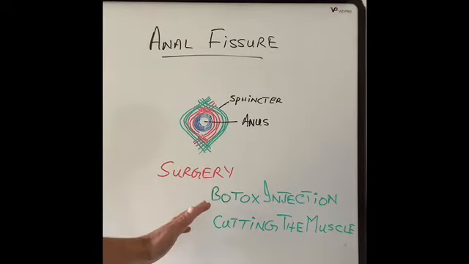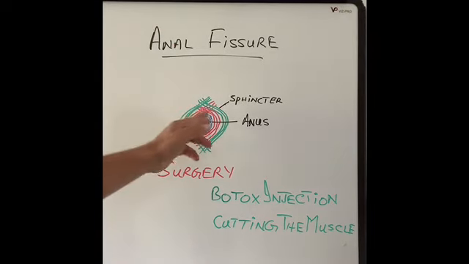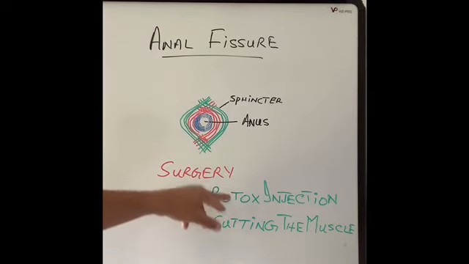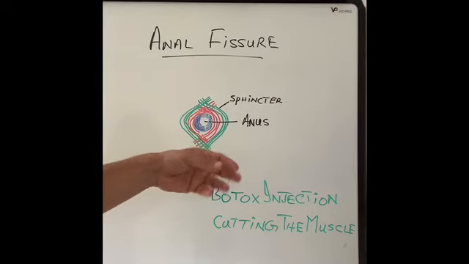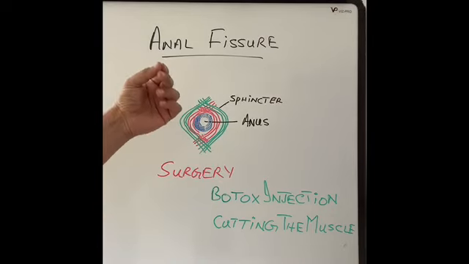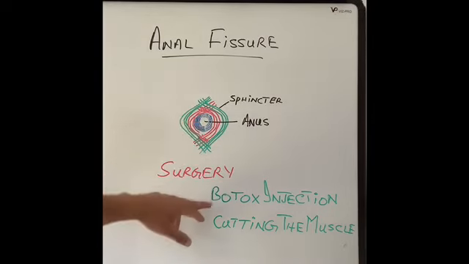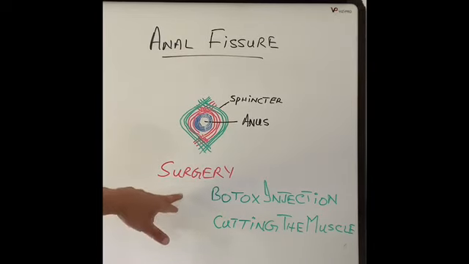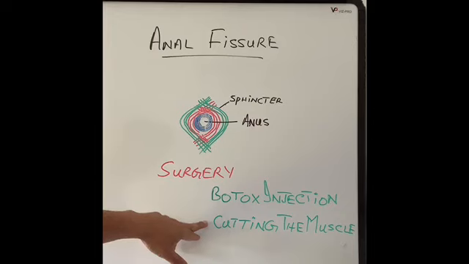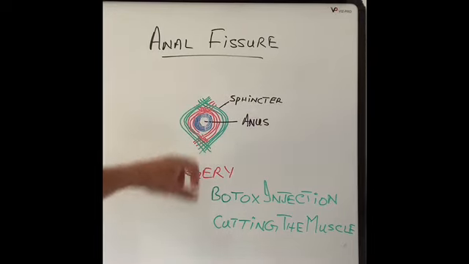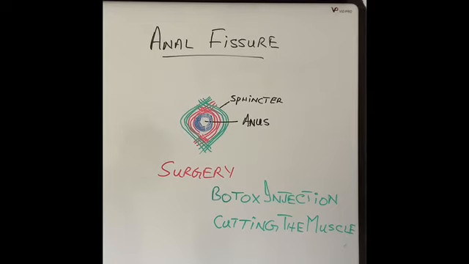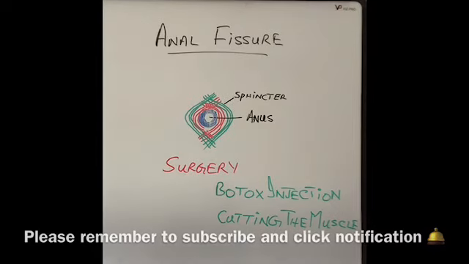None of these operations are risk free, obviously, because infection can happen in there. And when the muscles are too weak because of cutting or Botox, then patients can become incontinent, which means they can leak poo. With the Botox, it's only temporary because Botox injections, as you know, only work for a few months. But leaking poo or the bottom becoming too tight with the cutting of the muscle is obviously a problem that can happen in a small percent of people.